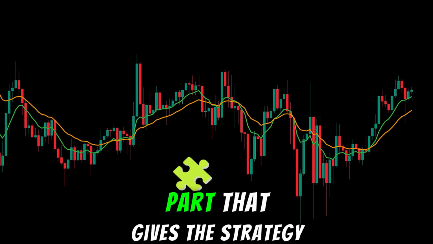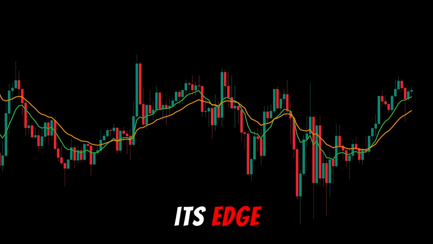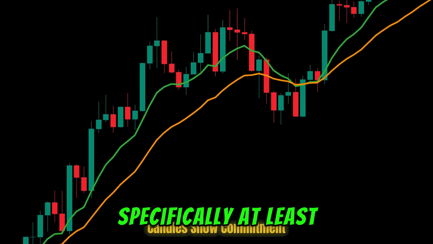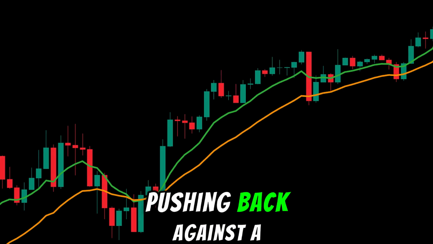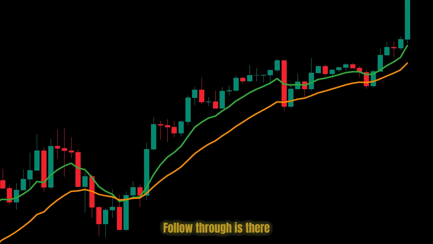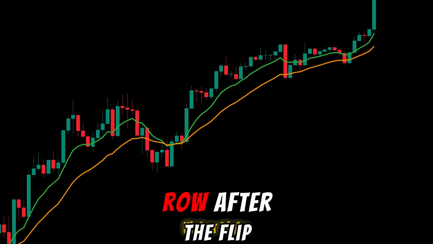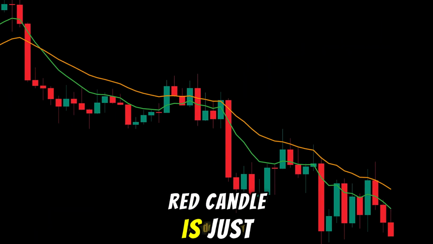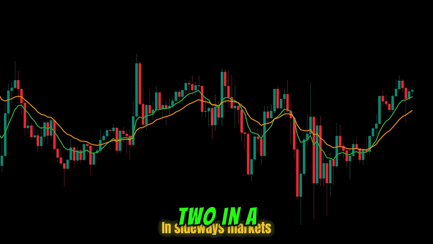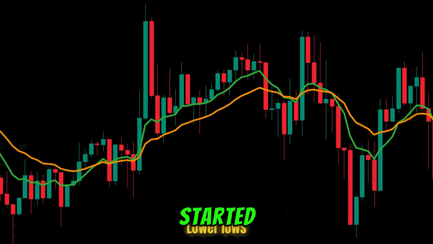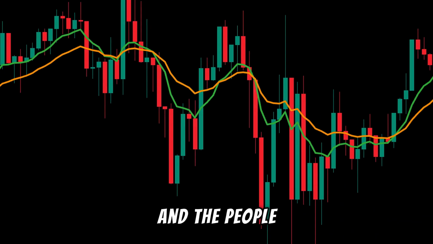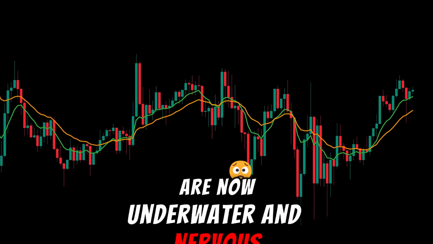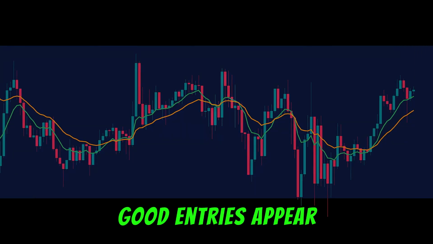And this is the part that gives the strategy its edge. You wait for the pullback. Specifically, at least 2 consecutive candles pushing back against the new direction. On a long, that's 2 red candles in a row after the flip. Why 2? Because 1 red candle is just a pause. 2 in a row means a genuine counter move started. Buyers took a breath, and the people who bought the very top of the breakout are now underwater and nervous. That's when the good entries appear.